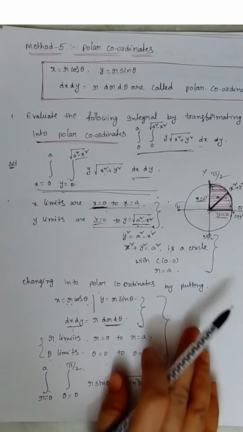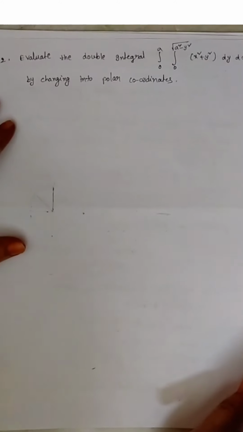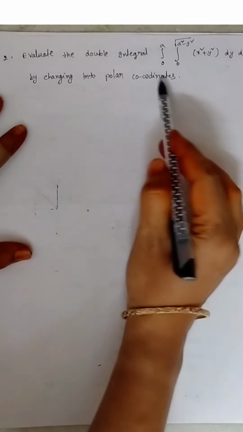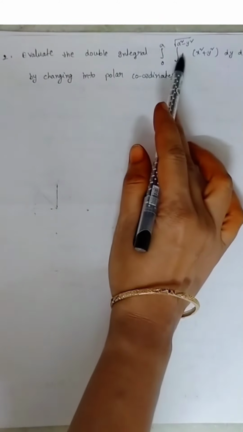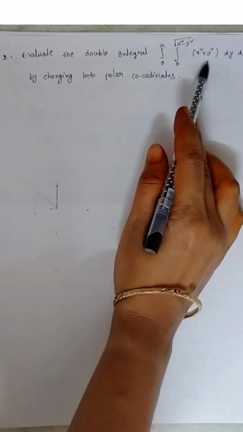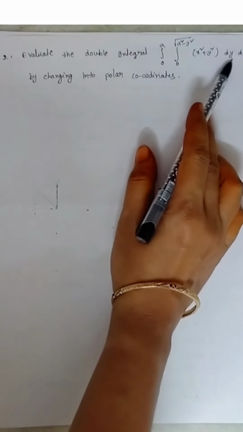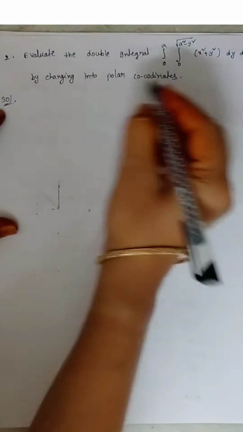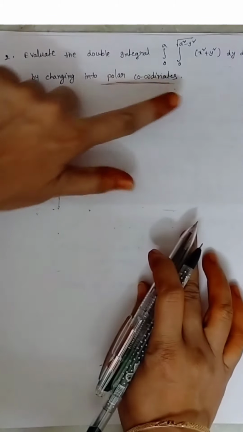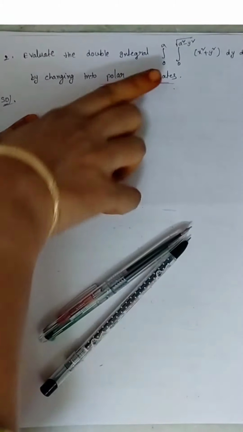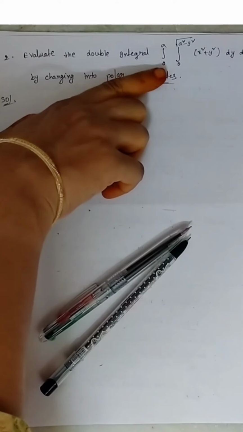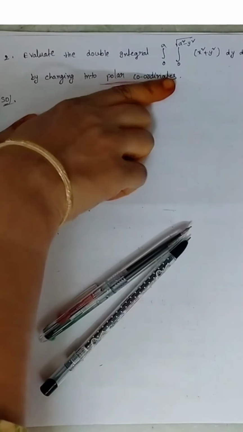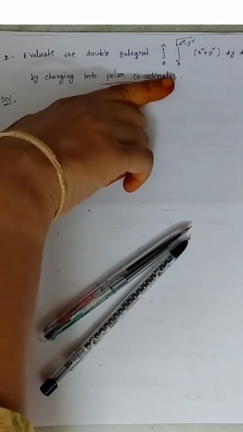So the next problem is the second problem in polar coordinates. Evaluate the double integral 0 to a, integral root of a square minus y square, of x square plus y square dy dx, by changing into polar coordinates. This is also a very simple problem. Here also they mention by changing into polar coordinates. Suppose they don't mention this, evaluate the double integral 0 to a, 0 to root of a square minus x square, of x square plus y square dy dx.